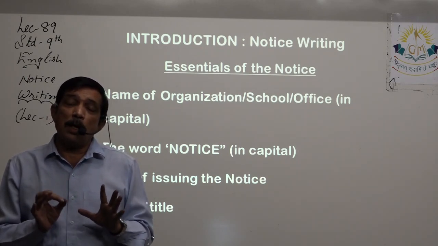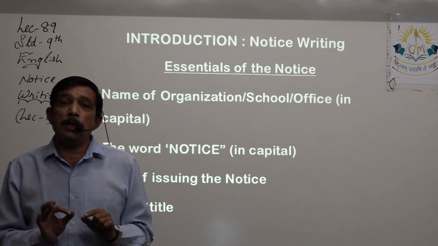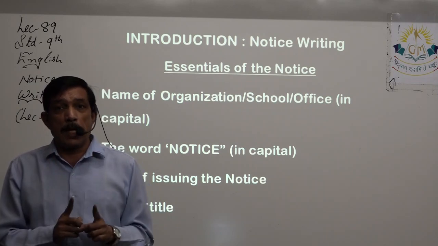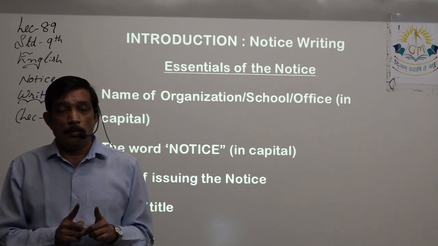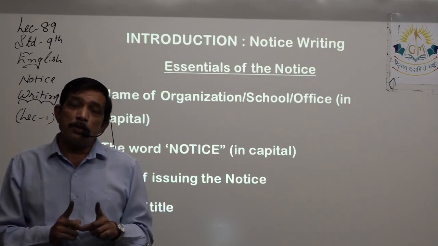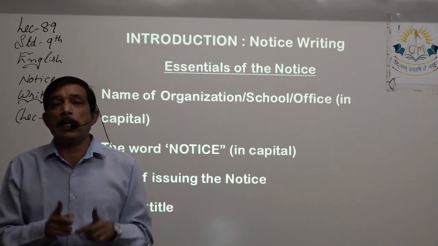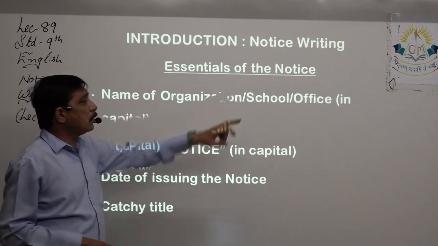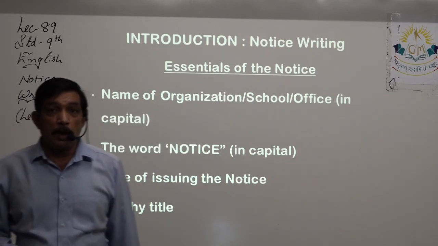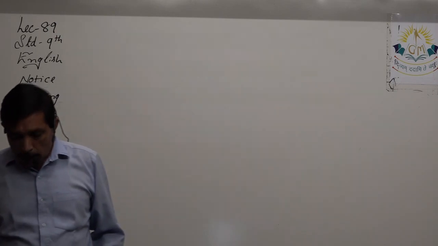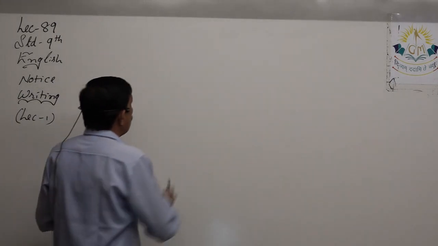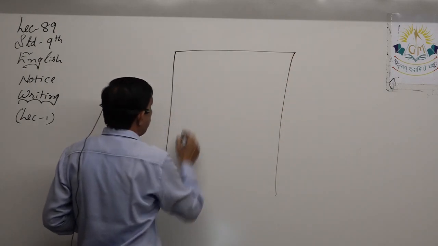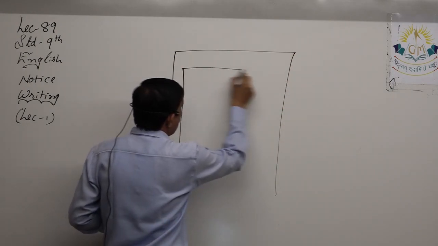Wherever you need to underline, underline, but the underlining should be done with pencil. Wherever things are to be centralized, use approximation and then centralize it. For example, the very first thing, name of the organization or school or office in capital. Then if you are having a box, this is the page and this is the box that you have made.